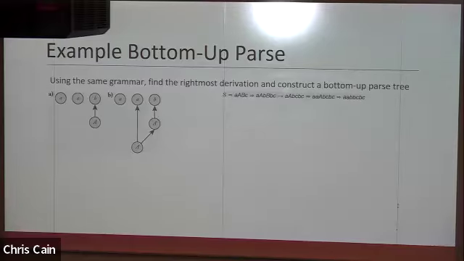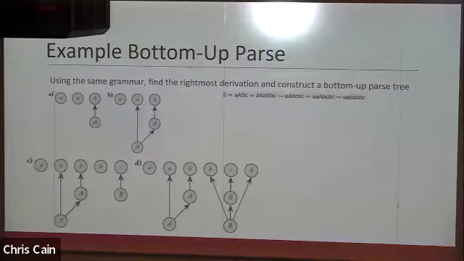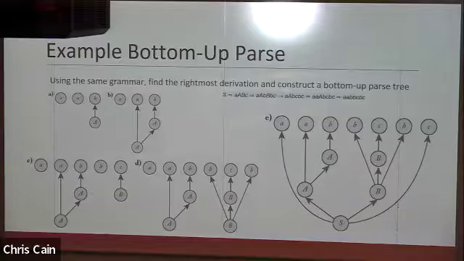We start with just pieces of this. So we see that B can become capital A, so we're going to replace that. Then a capital A can become a capital A. And continuing, we just find parts of this that we can continue to replace as we do so to eventually generate the start non-terminal. So it's exactly the opposite order.